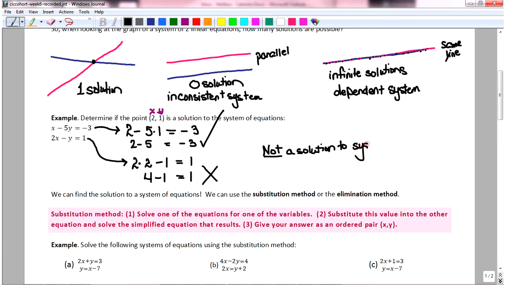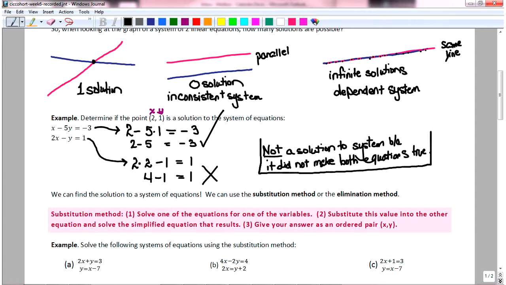It's only going to be a solution if it makes both equations true. So the point (2, 1) is not a solution to the system because it did not make both equations true.